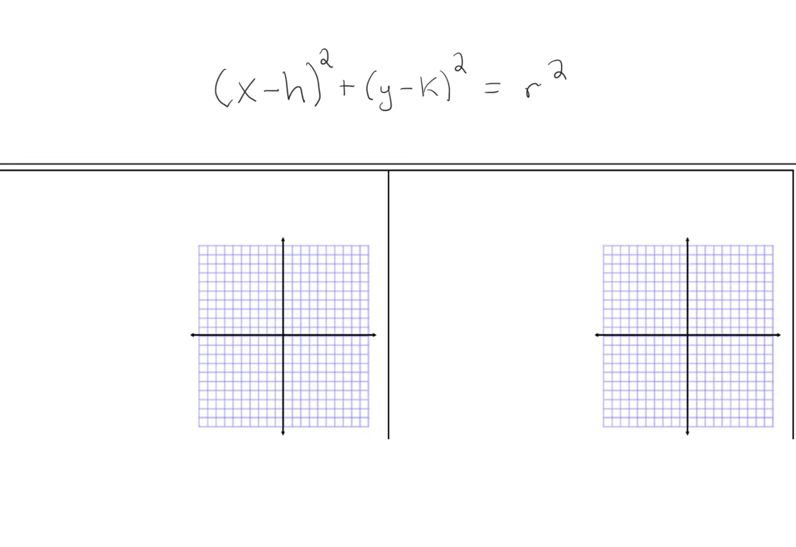Today's lesson is on circles, which should be mostly review. Here's the formula at the top. Notice how both x is squared and y is squared. And then the center is (h, k), and r is the radius of the circle.